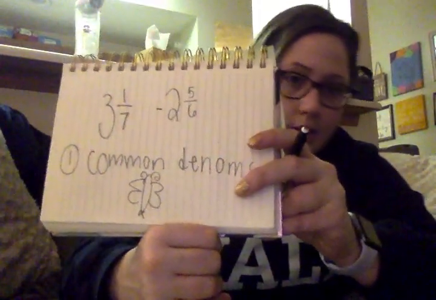Okay. So step 1. We are going to find common denominators, or, as I like to call it and draw it, we're going to do some butterflying. So, I am going to do the common denominator for 3 and 1/7 and 2 and 5/6. You should know how to do this by now. If you don't, pause this video, go to my common denominator video, then come back.